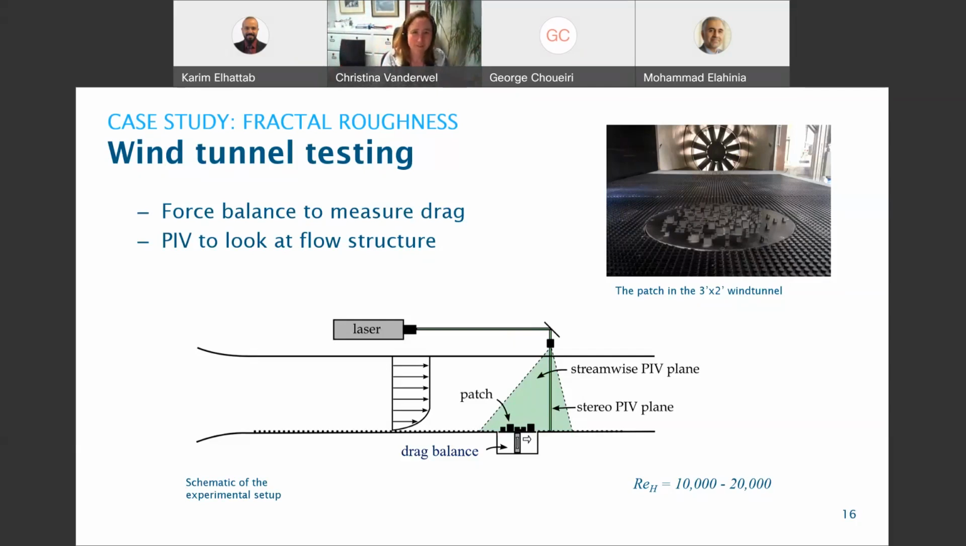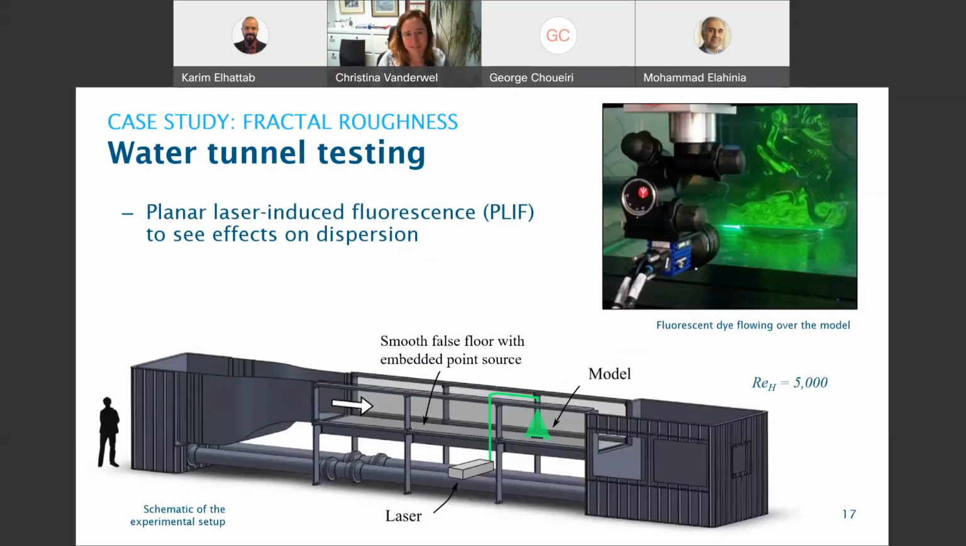So those are the wind tunnel tests, and to be fancy, I also did water tunnel testing. So this was in our old water tunnel, actually. It's not too different from our new one, but I took the exact same patch and put it in our water tunnel, and that allowed me to use fluorescent dye as a proxy for air pollution.